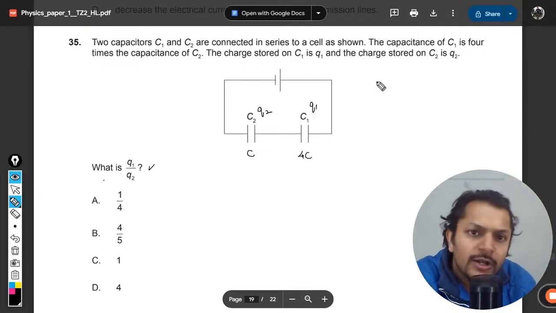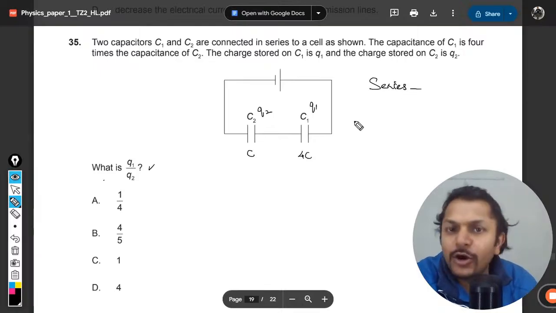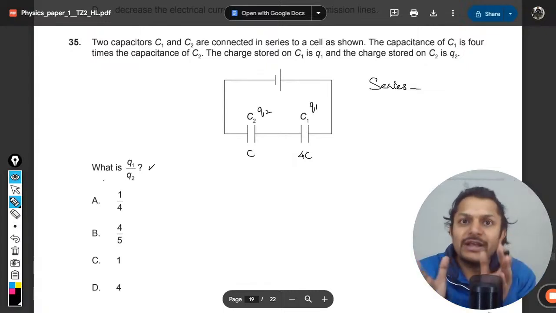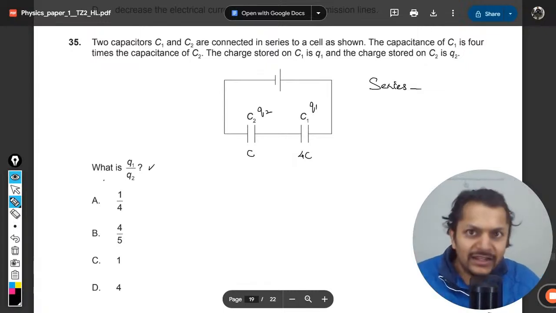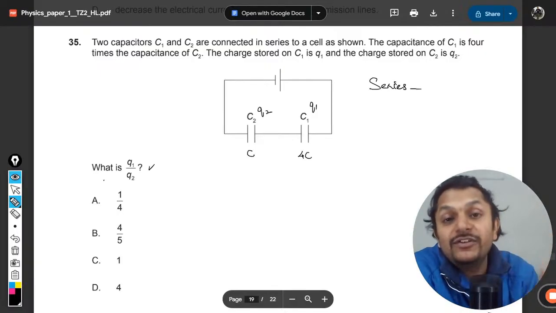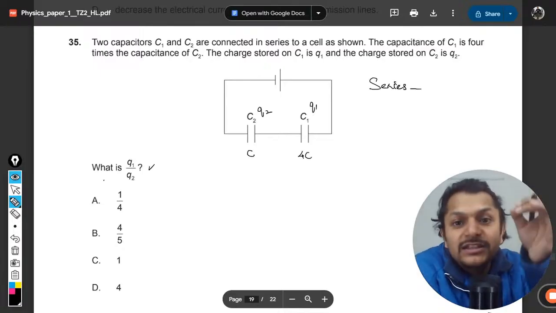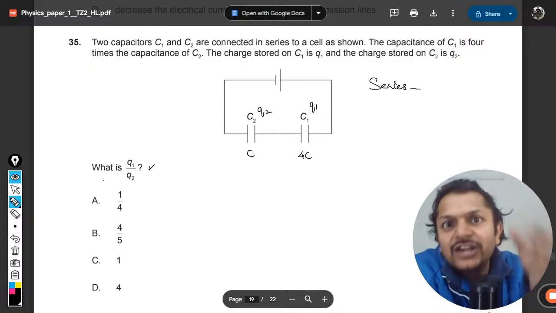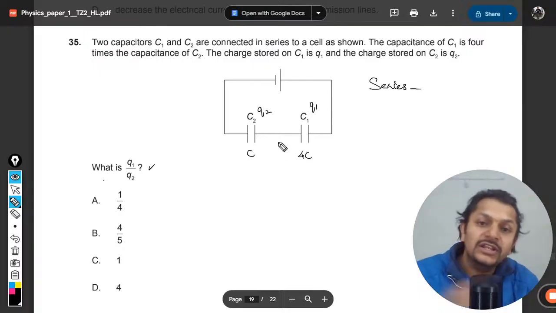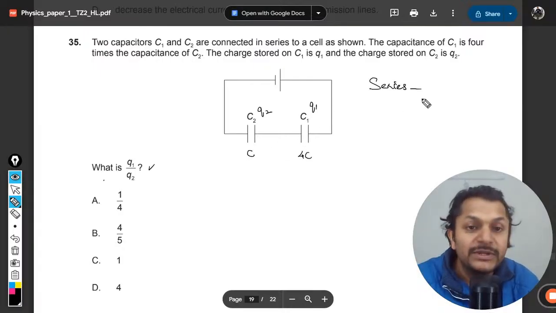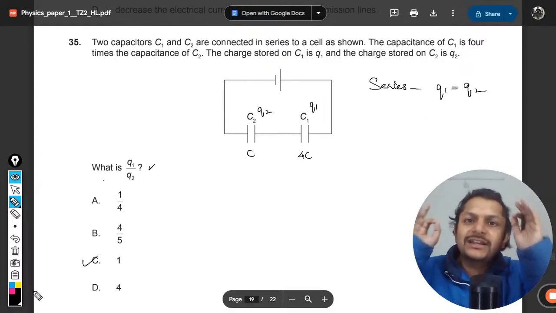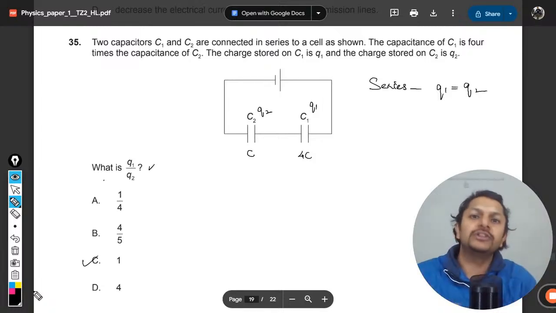Okay, so first of all, these two capacitors are in series combination. And what is the condition for the series combination? It's not just that the two capacitors should be connected in series. What is the actual definition for series combination? The actual definition is that when the capacitors have the same charge on them, only then do we call the two capacitors in series. So clearly these two capacitors are in series, so charges will be the same, and hence Q1 is equal to Q2. So Q1 by Q2 is equal to 1, and clearly the answer is C. There's no doubt in this.